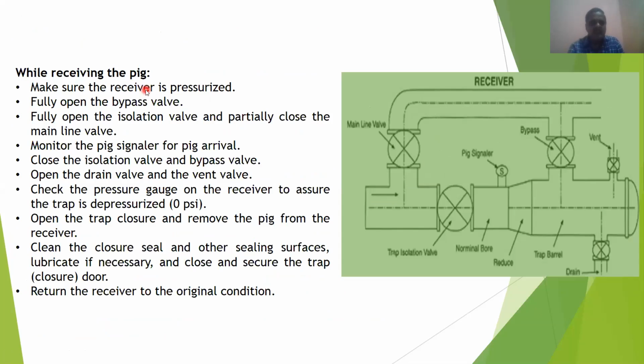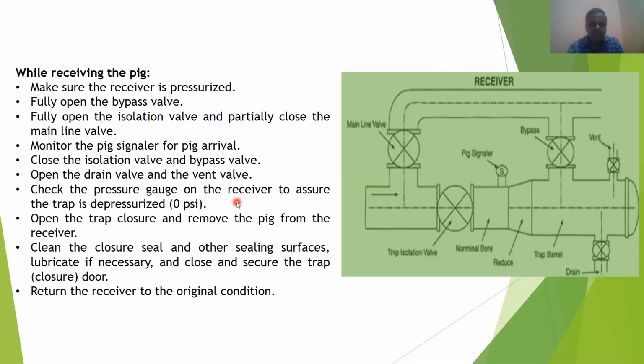While receiving the pig, make sure the receiver is pressurized. This is the receiver. Fully open the bypass valve. This is the bypass valve. It should be in fully open condition. Fully open the isolation valve and partly close the main line valve. This is the main line valve. Open the drain valve and the vent valve.